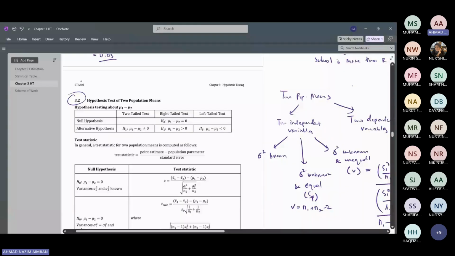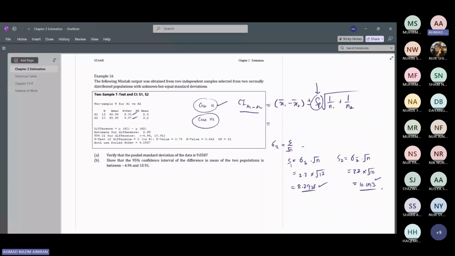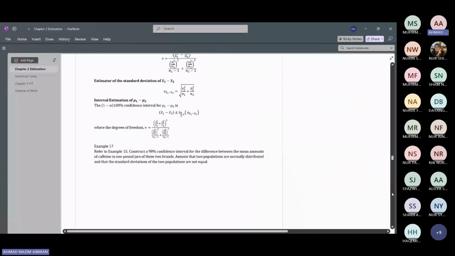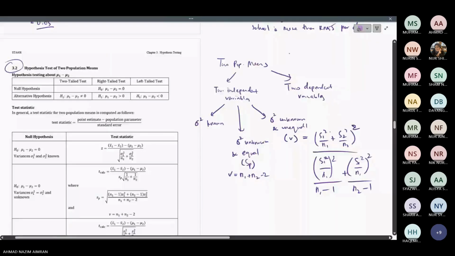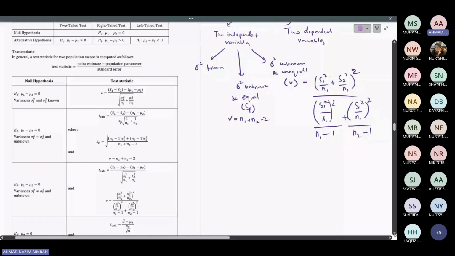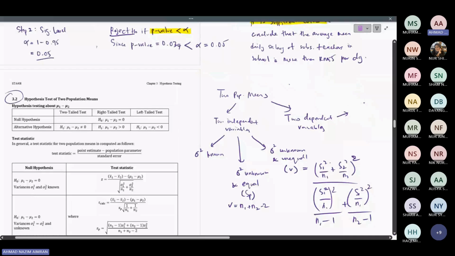Let's check in our chapter 2. Okay, correct. This is the formula. But don't worry, the formula will be given. The other case is for two dependent variables. For this one you need to find the difference, and everything will be based on the difference.